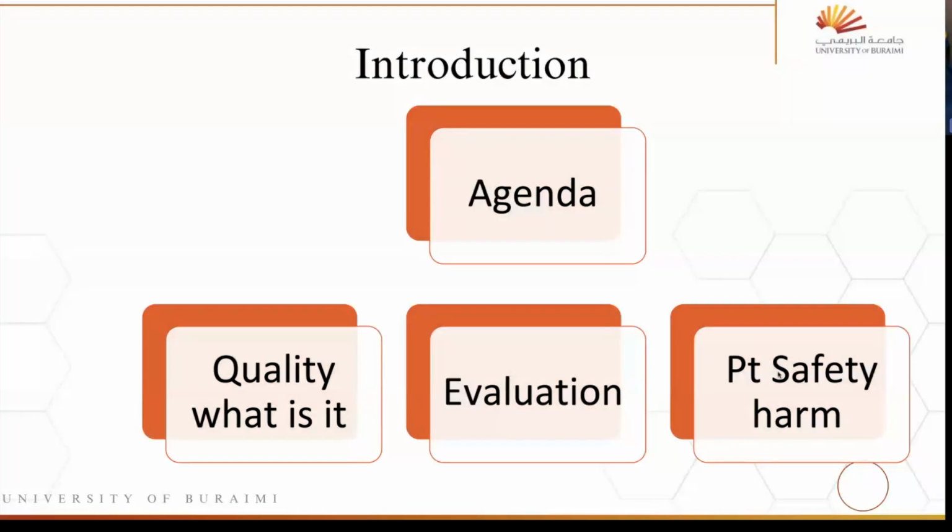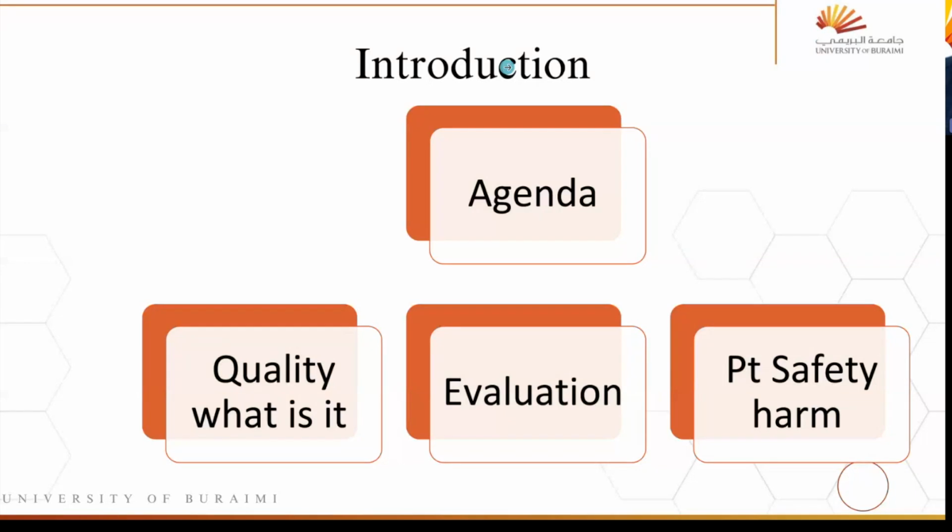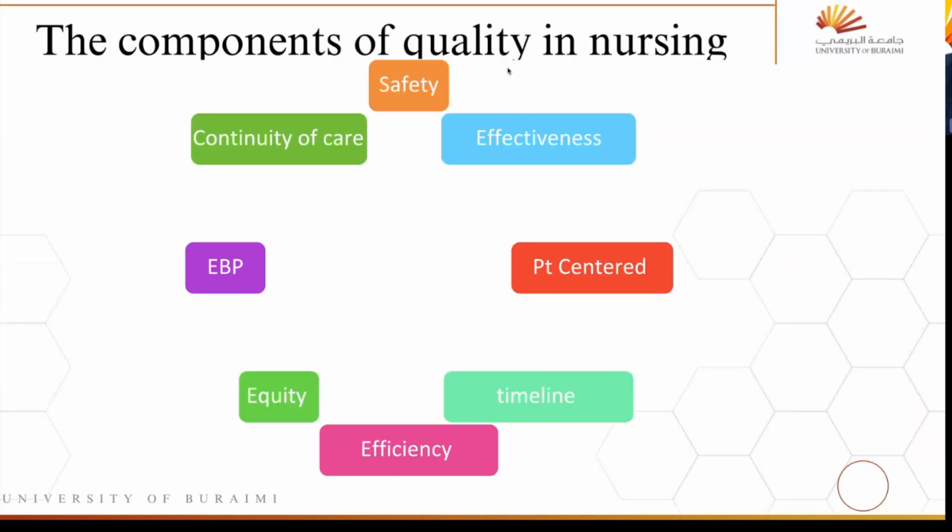Now, after that, we will go for the quality section. In this quality section, we will be able to differentiate between quality and patient safety, and evaluate patient safety and, of course, patient safety harm. In this definition, we'll be able to differentiate the components of the quality of care in nursing. These are the components of the quality: safety, effectiveness, patient-centered care, timeliness, efficiency, equity, evidence-based practice, and continuity of care.